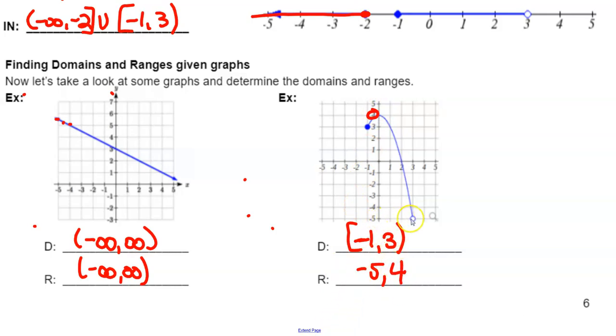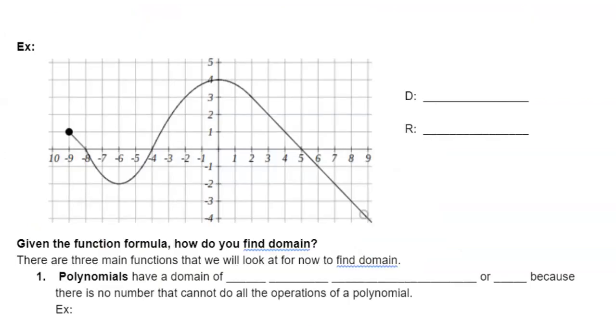Now, I'm excluding -5, so I need parentheses, and I'm including 4. There's not an open circle up here. We don't put points on every single one, so if it's part of the line of that function, then it is included with that. Okay? All right, one more with this graph.